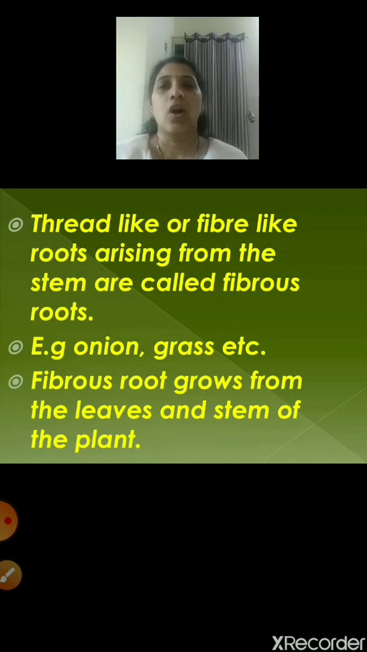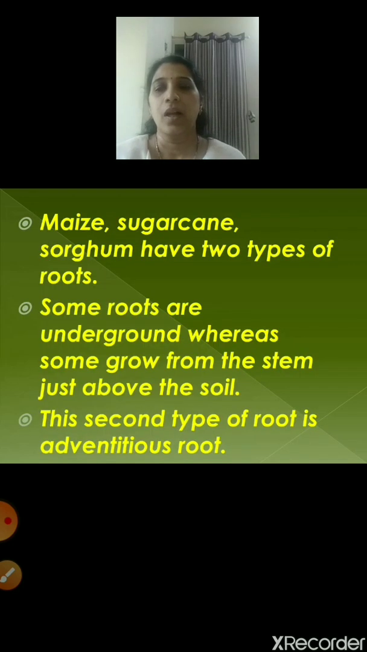The thread-like or fiber-like roots arising from the stem are called the fibrous roots. Now these fibrous roots grow from the leaves and the stem of the plant. Now maize, sugarcane, sorghum, these have got two types of roots.